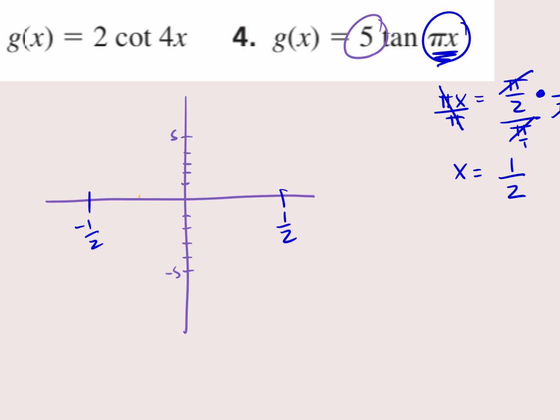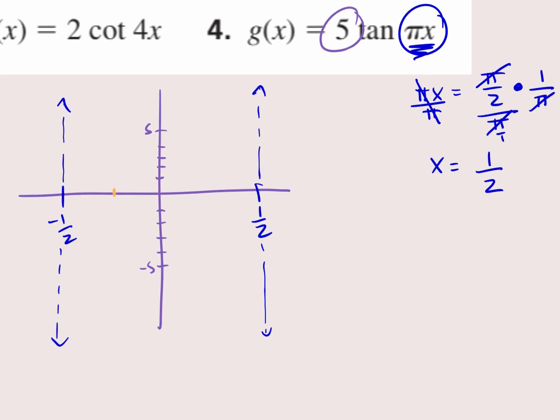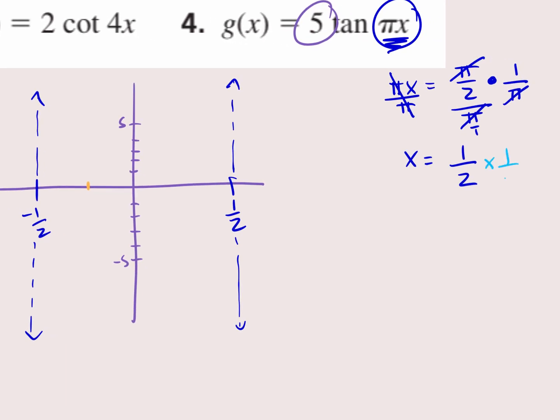Now, how do I find the key points? Awesome. We multiply by 1/2. You always multiply because you're just cutting it in half. So you always multiply by 1/2. So what would my key points be at? 1/4. Perfect. 1/4 and negative 1/4. Awesome. Now we put a key point down low, in the middle, and up high, and draw our tangent curve.